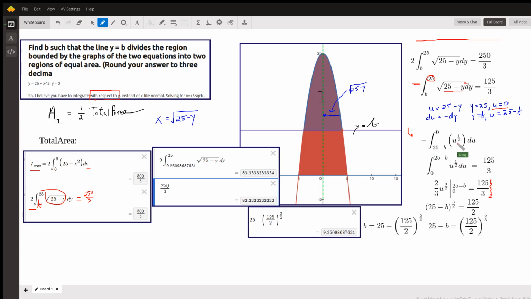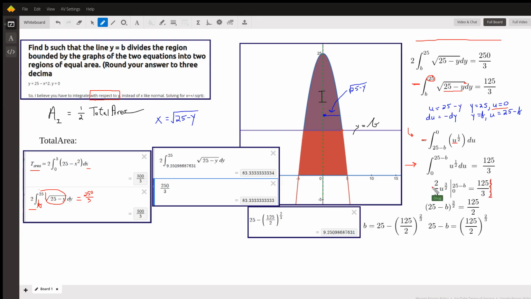u is 25 minus y, so the square root to the 1/2. To make things positive, use the property of integrals that if you interchange the limits of integration, you change the sign. And so we're down to solving this equation. Here's the antiderivative of u to the 1/2.